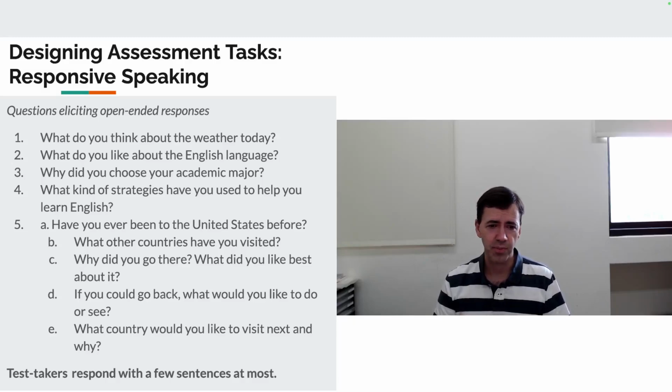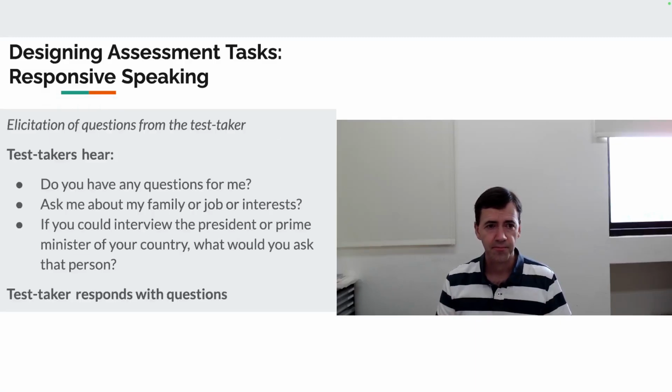So B, what other countries have you visited? What if they say none? Why did you go there, right? It doesn't make sense. So you have to be able to have some flexibility in the way that you ask your questions. Now, since it's responsive, it's not extensive yet, the test takers respond with just a few sentences at most. They're not expected to talk for like 5 minutes or anything like that. So this is very similar to GEPT at the intermediate level. I know they throw a few questions like this out.